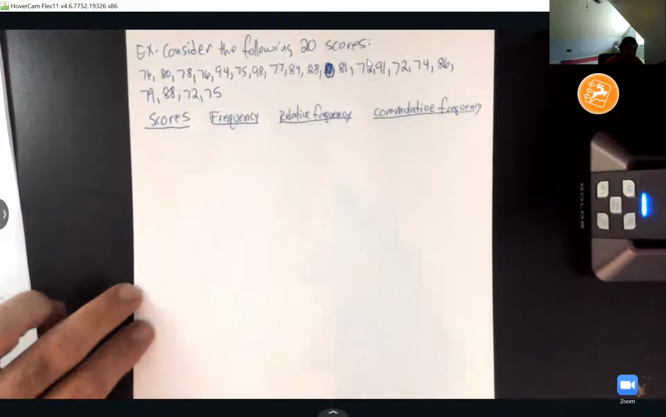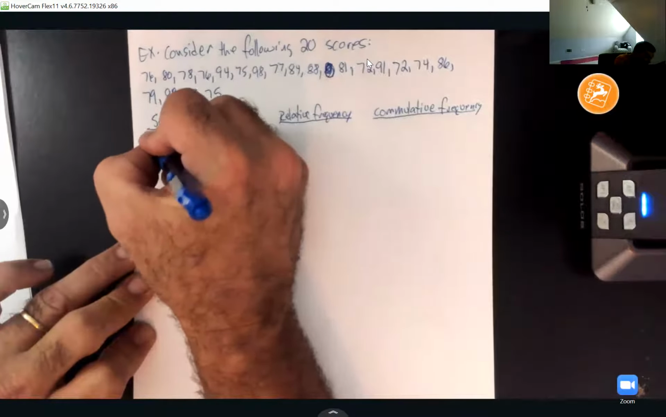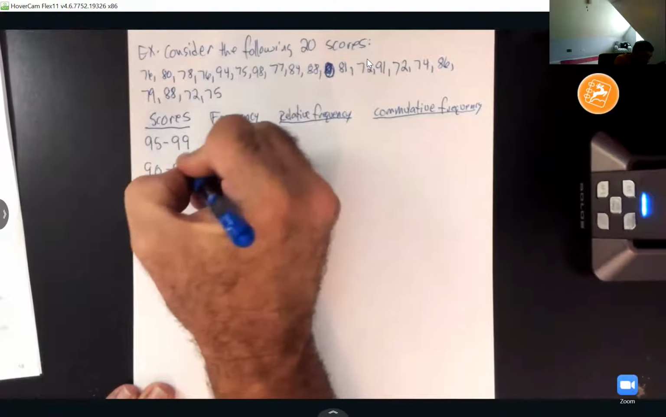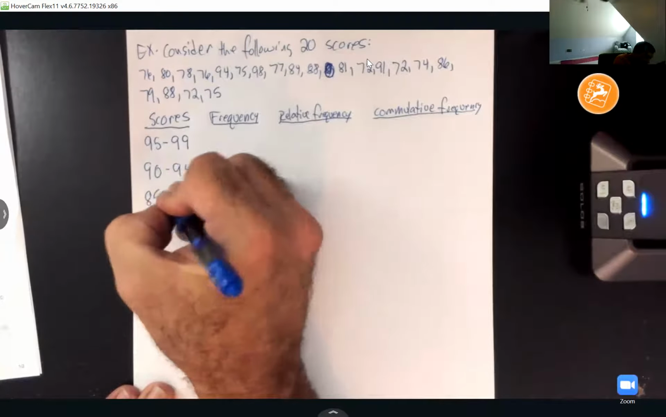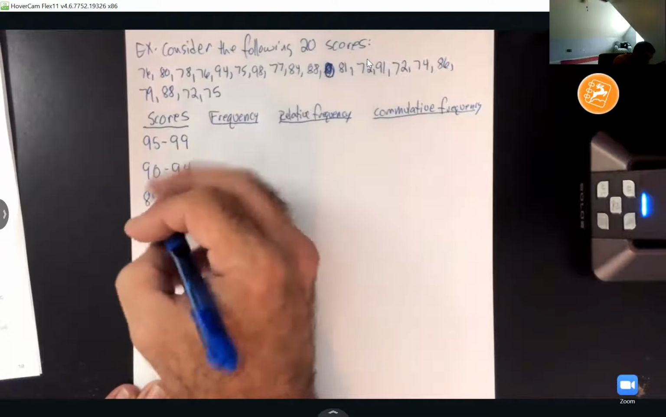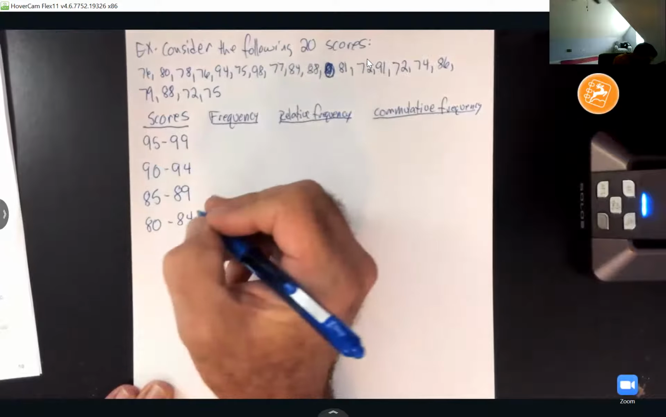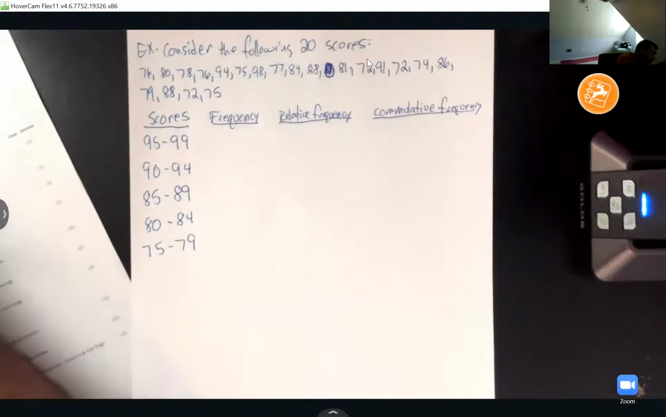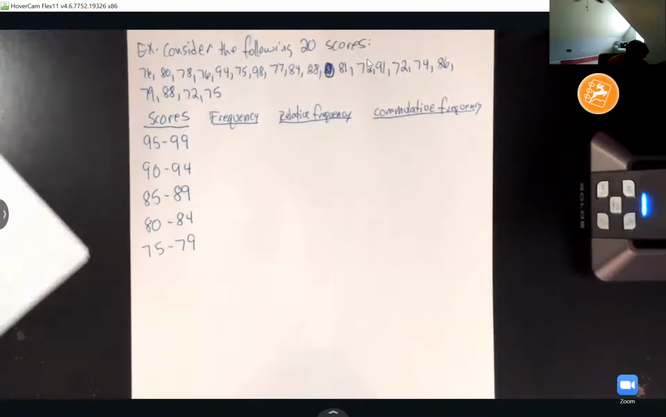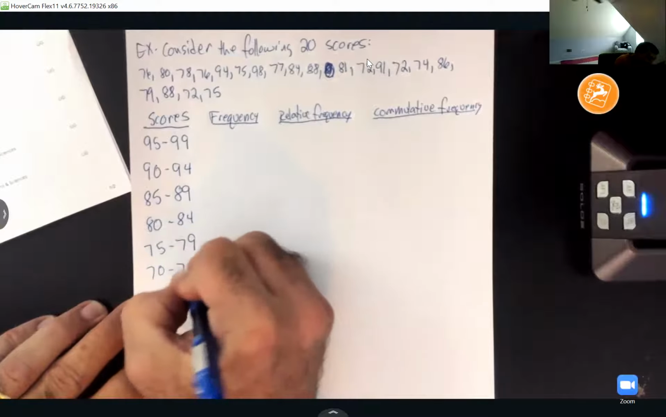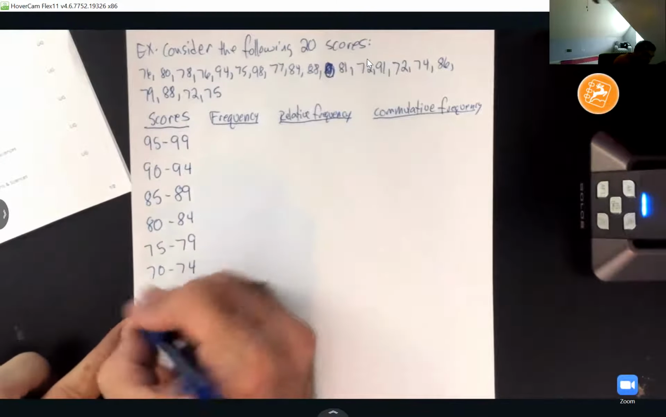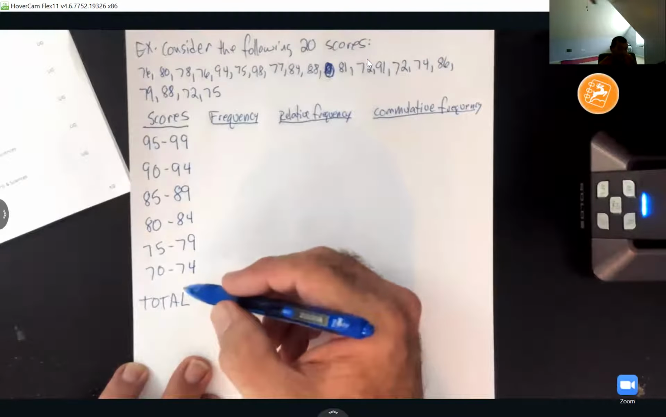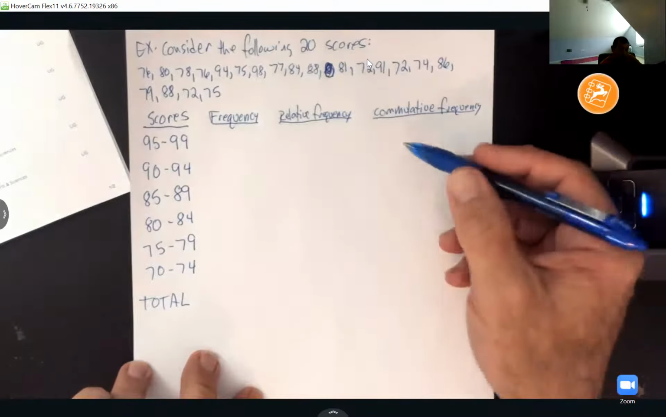Now we're going to break our scores into categories. So my first one will be any scores from 95 to 99. And then I'll have scores from 90 to 94, 85 to 89, 80 to 84, 75 to 79, what's next? 70 to 74. And then at the bottom will be our total. So we'll figure the frequency of each of these categories, and then we're going to find our relative frequency and then our cumulative frequency.